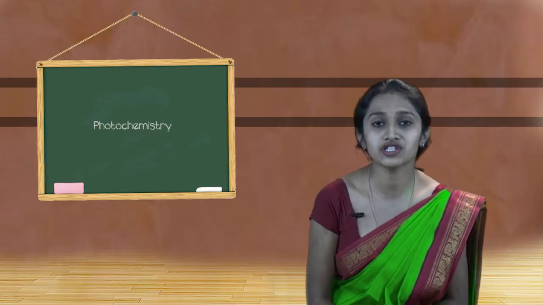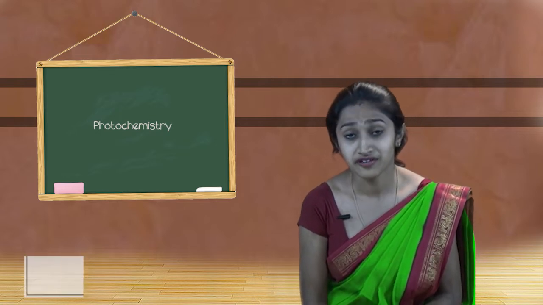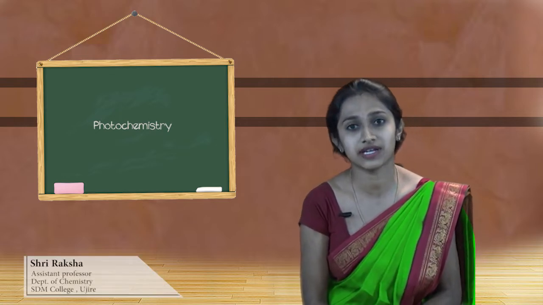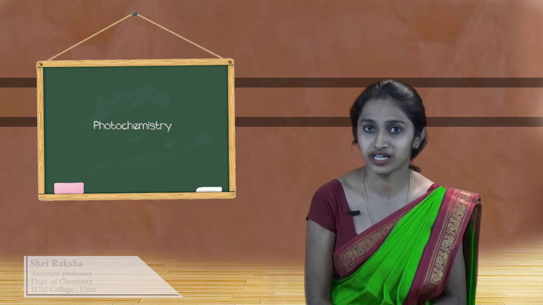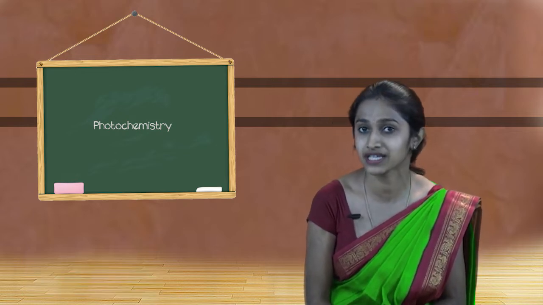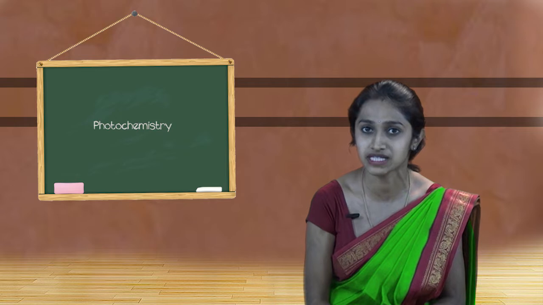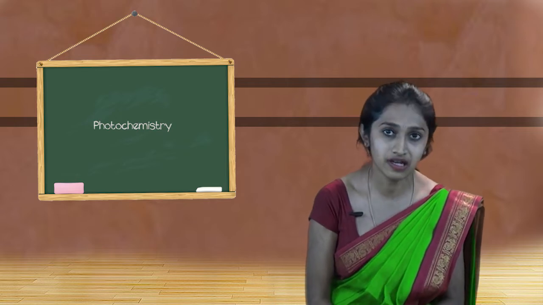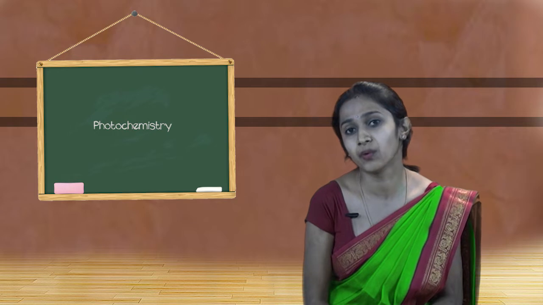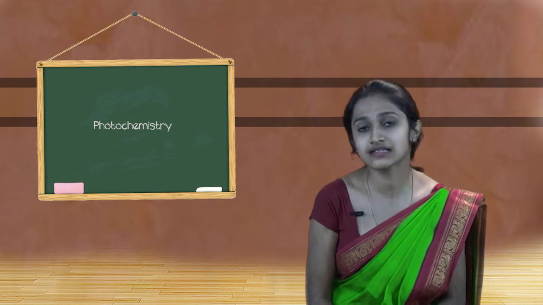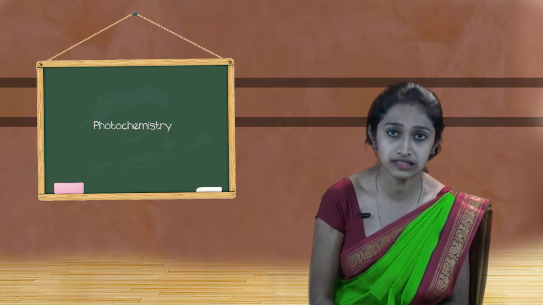Hello students, the topic which I am going to deal with is photochemistry. We are familiar with photosynthesis taking place in plants, where carbon dioxide and water react to give glucose and molecular oxygen. The reaction takes place by the absorption of light by the chlorophyll pigments present in the leaf. Vitamin D, which is essential for the normal growth of bones and teeth, is synthesized in our body on exposure of skin to the light.